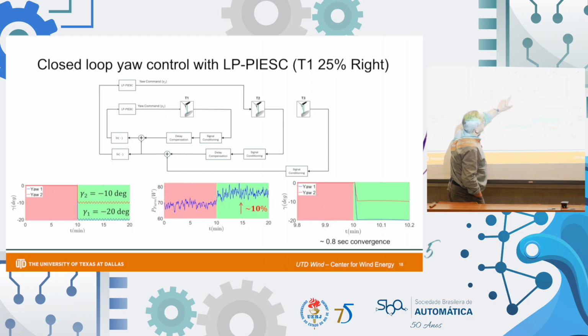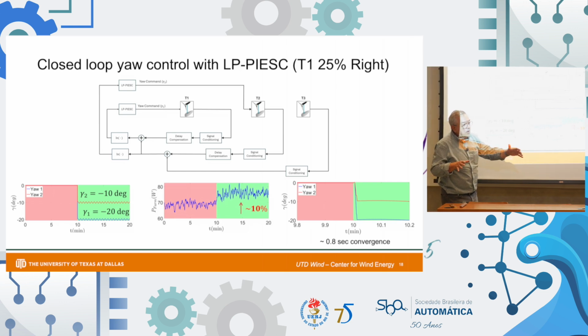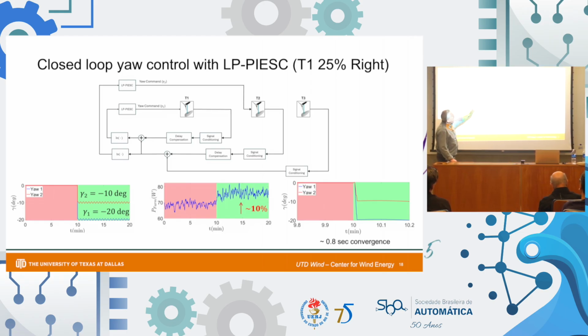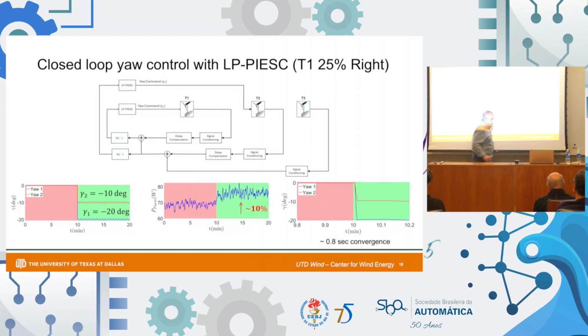Delay compensation is required. In this case, the machines are bigger, and now there is some time delay as the wind propagates through the column of wind turbines. And that's included in the diagram. And then we put the LPPISC on T1 and LPPISC on T2 and do the experiment.